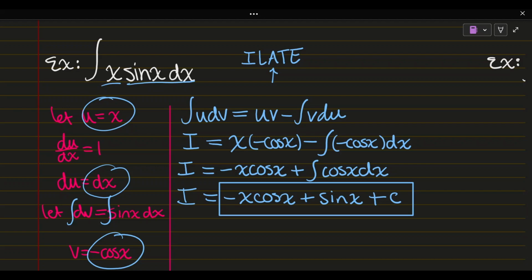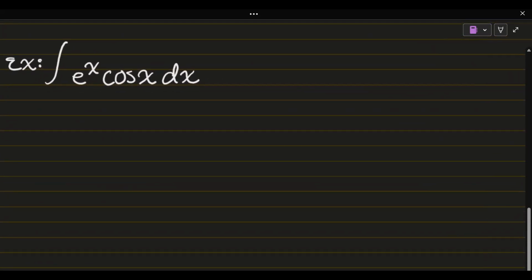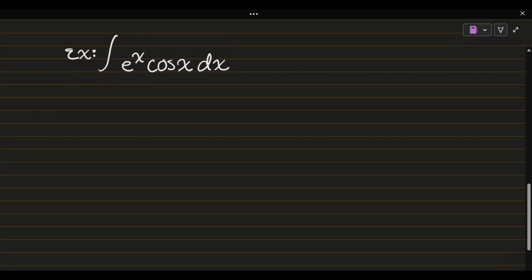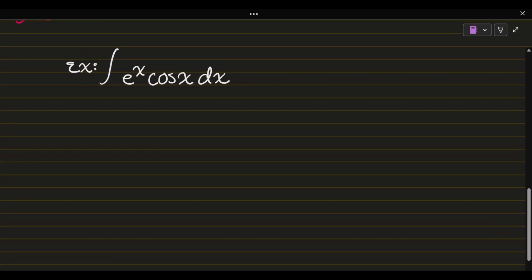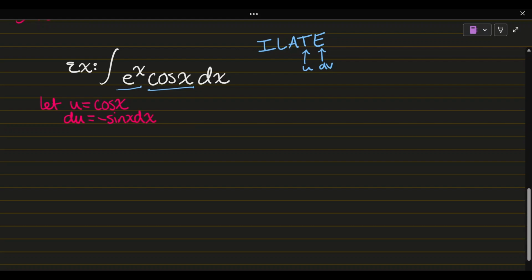Okay? So next we're going to move on to a slightly more complex example. So the integral of e to the x cosine x dx. So remember ILATE. We have an exponential and we have a trig function. So we're going to pick our trig to be our u, and we're going to pick our exponential to be our dv. So we're going to let u equal cosine of x. So du will equal negative sine x dx.